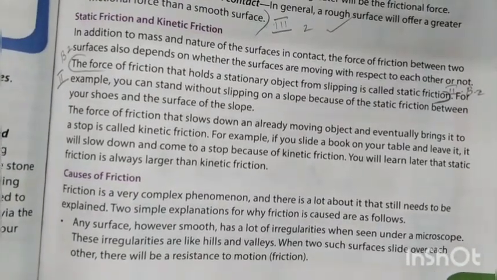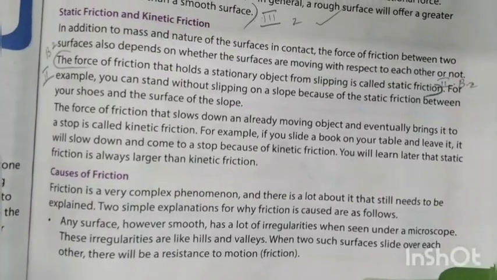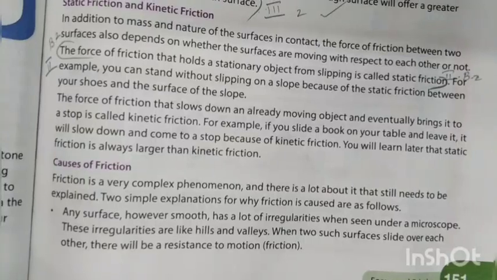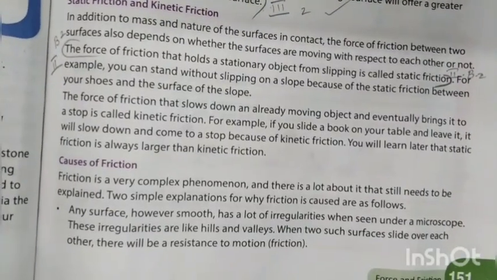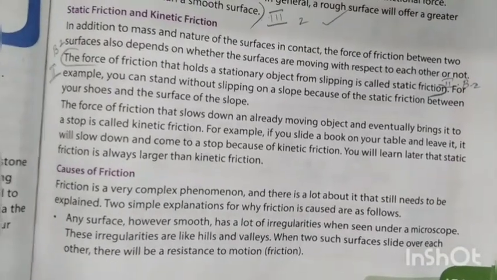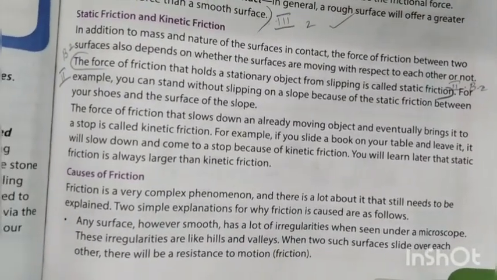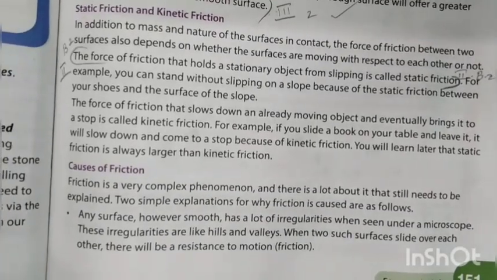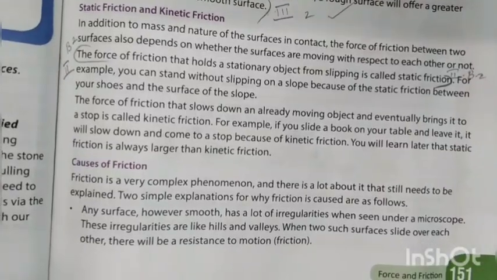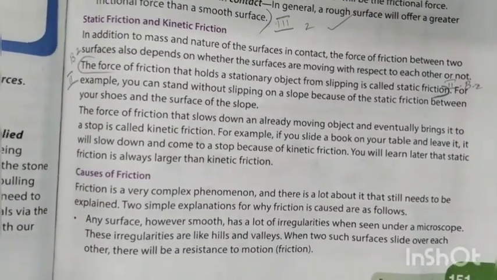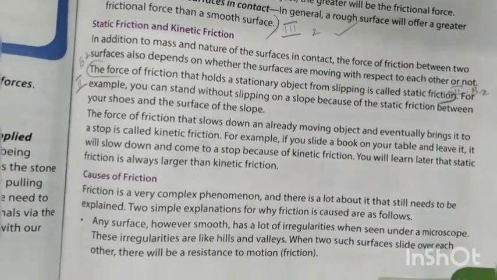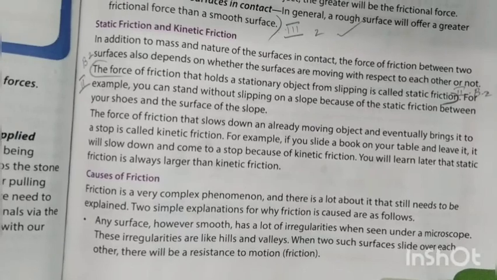Then, the second one is kinetic friction. What is meant by kinetic friction? The force of friction that slows down a moving object and brings it to a stop. That is, it will stop at the last. So, that is called kinetic friction. For example, if you slide a book on your table and leave it, what will happen? It will slow down and come to a stop because of kinetic friction. So, this is about static friction and kinetic friction.